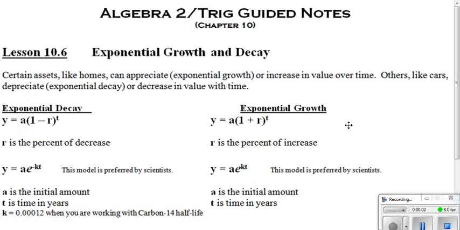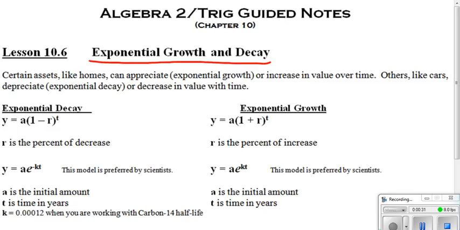Lesson 10.6 is all about exponential growth and exponential decay. We talked earlier about looking at a graph and determining whether it's exponential growth or decay based on whether it's going up or going down, or looking at a function and saying whether or not it's exponential growth or decay. Looking at that b value and saying, is it in between 0 and 1, or is it 1 or greater, that b value?